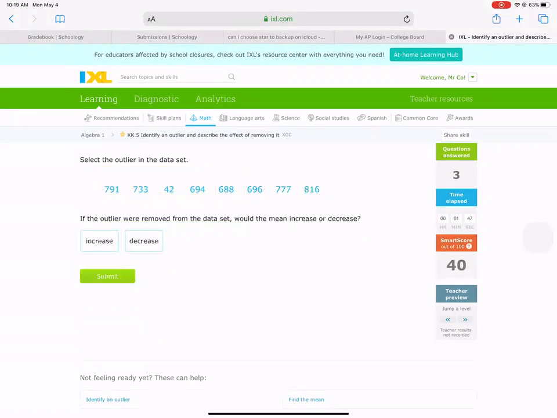The outlier here is a small 42. If I remove that value, my average would become a little bigger. So that means my average would increase. Let's jump up.